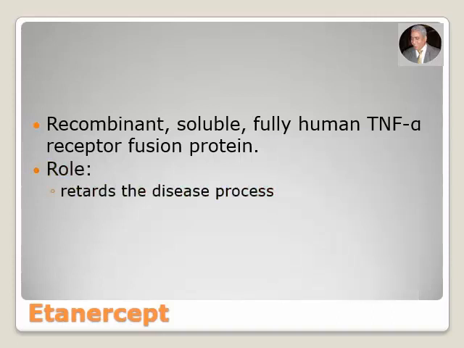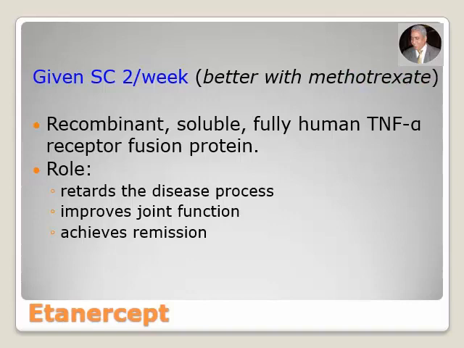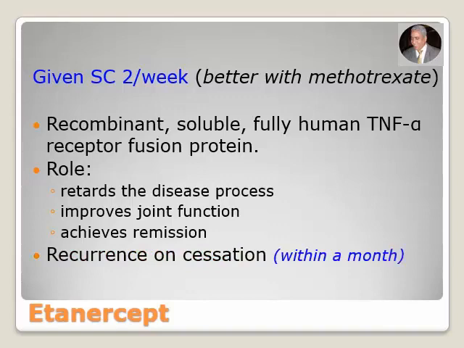It is used when the conventional drugs fail to retard the disease process, to improve the joint function, and to achieve remission. It is given as 2 subcutaneous injections every week. Usually, it is added to methotrexate, since recurrence occurs within a month of its cessation if it is used alone.